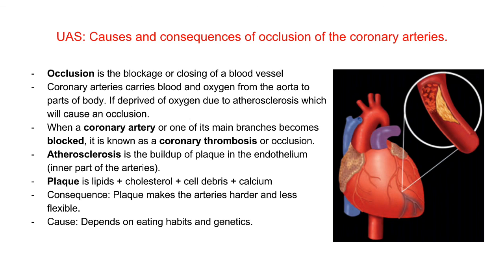When a coronary artery or one of its main branches becomes blocked, it is known as a coronary thrombosis, or, as I said earlier, an occlusion. So what causes an occlusion? Occlusion is caused by atherosclerosis, in other words, the buildup of plaque. As you can see from the picture on the right-hand side, the yellow part in the artery is the plaque, and it is in the endothelium, the inner part of the arteries. The plaque is built up of lipids, cholesterol, cell debris, and calcium.